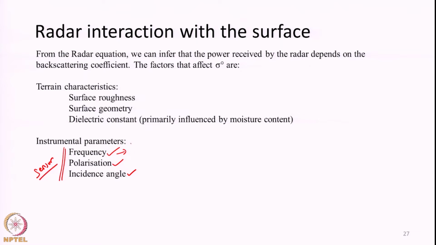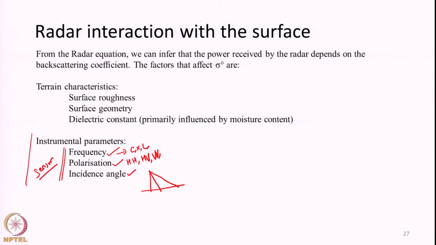These 3 are really important factors from the sensor side that will control the power that is received back by the sensor. Okay. So, frequency here means whether it is C band, X band or L band radar and so on. Polarization means whether it is transmitting in horizontal and receiving in horizontal, that is HH, or VV, something like that. And incidence angle is whether the object is closer to the radar antenna, whether it is in near range or in far range and so on. So, these are all the instrumental parameters.